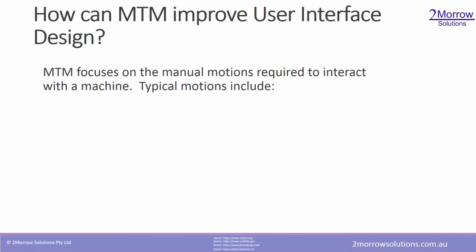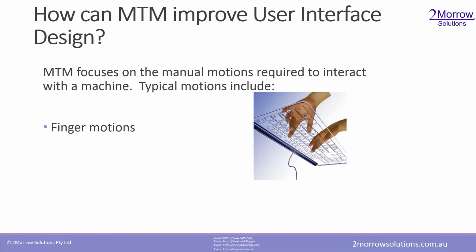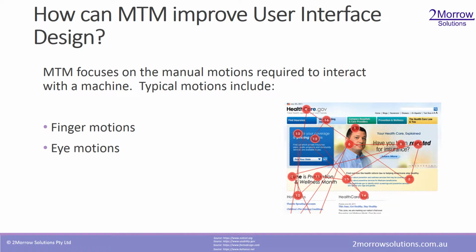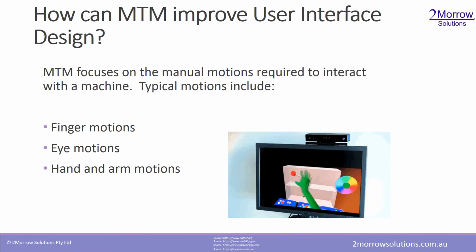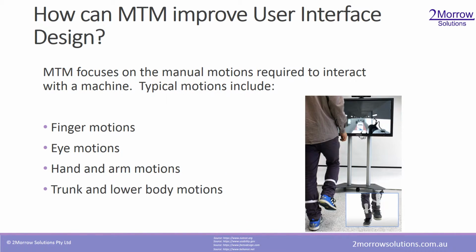MTM can improve the design of user interfaces by focusing on the manual motions of the operator interacting with the machine. MTM recognizes each manual motion has a time element apportioned to it. Typical motions of the operator at the user interface include finger motions, for example typing, pressing buttons, grasping objects. Eye motions, eye travel and eye focusing, for example eye motions required to read the text on a computer screen. Hand and arm motions, reaching and moving objects, alignment of objects. Trunk and lower body motions, twisting of the body, bending down, stooping, pressing foot pedals, and walking.